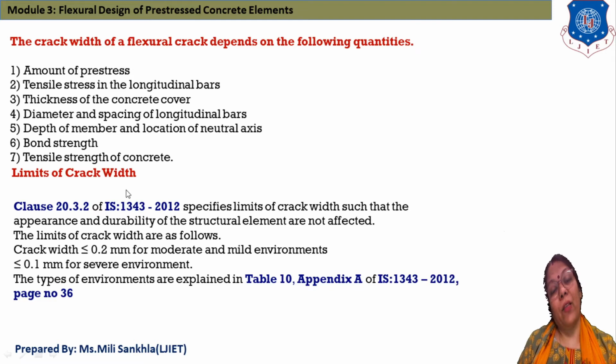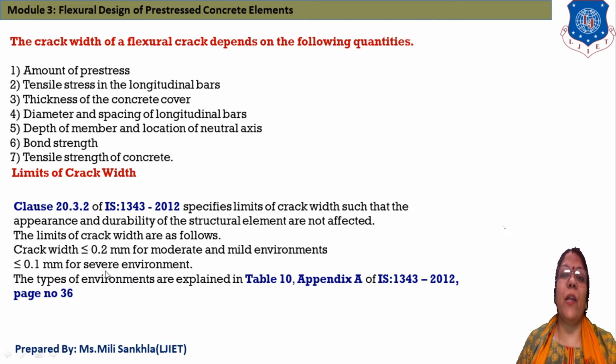This limit of crack width is given in our code IS 1343/2012. For that, clause number 20.3.2 of IS 1343/2012, the specific limit of crack width is mentioned: crack width less than or equal to 0.2 mm for moderate and mild environment. If our environment is mild and moderate, at that time the crack width allowable is less than or equal to 0.2 mm. Now next, less than or equal to 0.1 mm for severe environment.